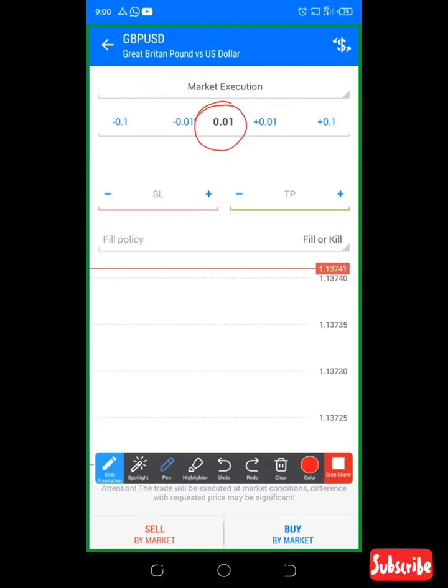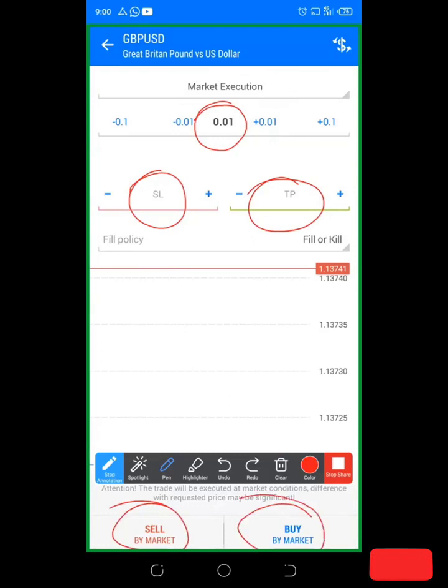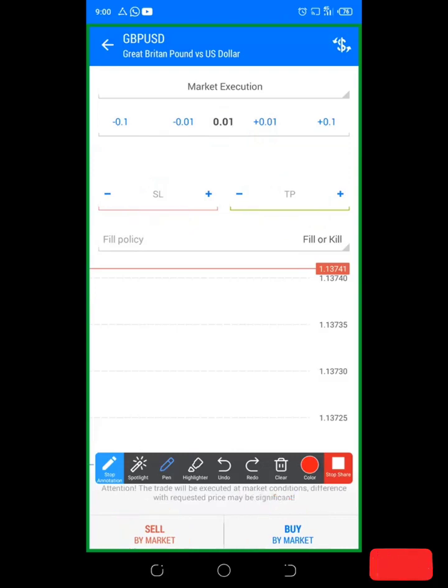Once you set your lot size, you can come here and set your stop loss. Come here and set your take profit. Then if the signal is either buy or sell, you come here and press which market direction you want to go, either buy or sell. It's just very simple. But the most important is this lot size. Please pay attention. Ensure that you set your lot size.